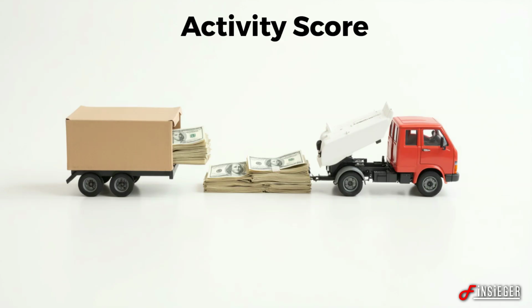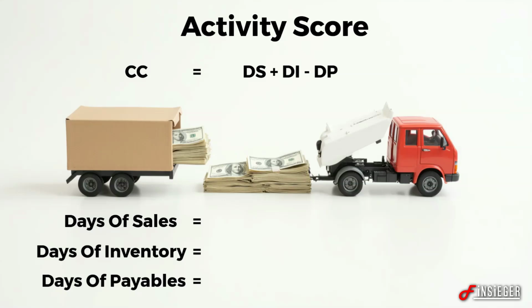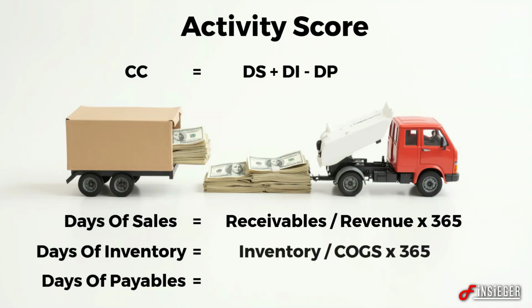Now cash conversion cycle is nothing but days of sales plus days of inventory minus days of payables. Days of sales is time required by customer to pay. Days of inventory is time taken by product while sitting on inventory, and days of payables is time taken by company to pay its supplier. Days of sales is receivables by revenue multiplied by 365 days. Days of inventory is inventory by cost of goods sold multiplied by 365. And days of payables is payables by purchases multiplied by 365.